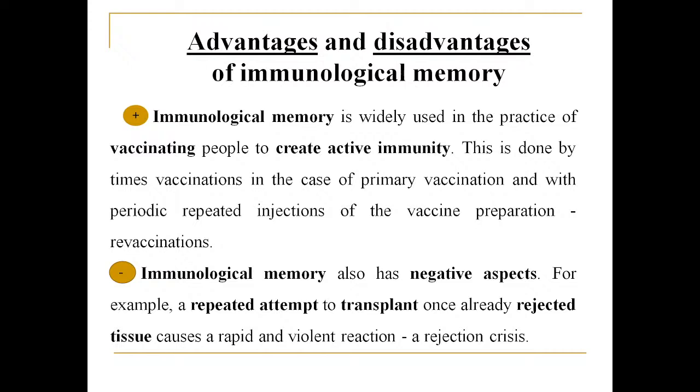So, vaccination of people provides immunity because of formation of memory cells. But there are disadvantages of immunological memory. For example, a repeated attempt to transplant once already injected tissue causes a rapid and violent reaction, a rejection crisis. In transplantation, if we transplant the same tissue or organ once more, every following time it causes more severe graft rejection, because the transplanted organ or tissue is an antigen.